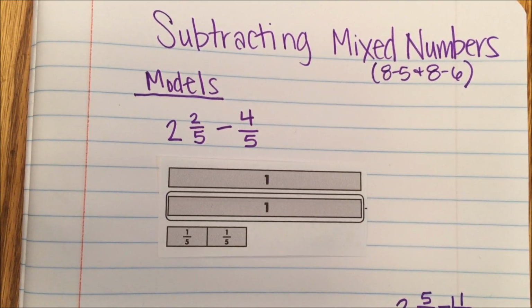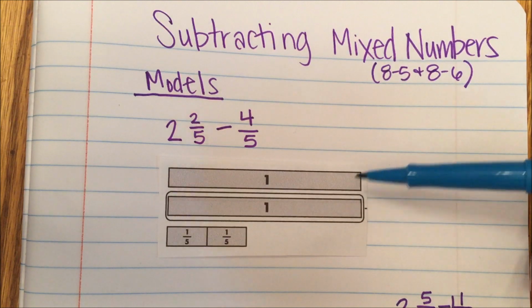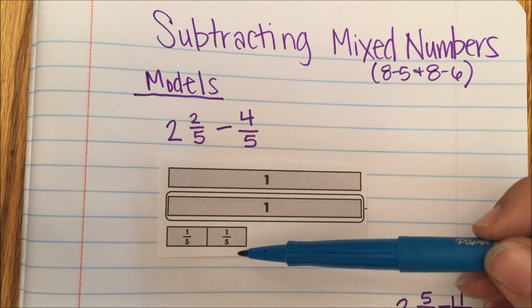Guys, this video is over subtracting mixed numbers. It's very similar to subtracting fractions, but now we have regrouping just like in regular subtraction. So this first problem, 2 2/5 minus 4/5, we've got our model: 1 whole, 2 wholes, and 2/5.